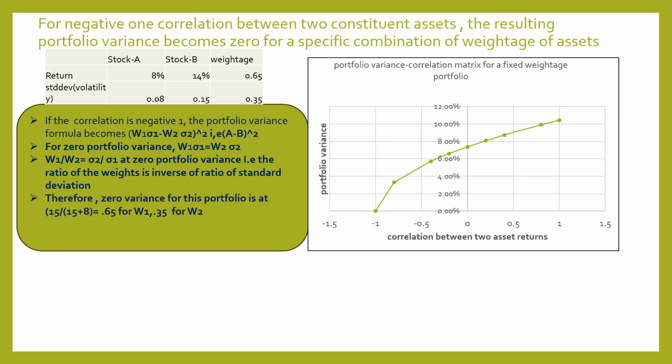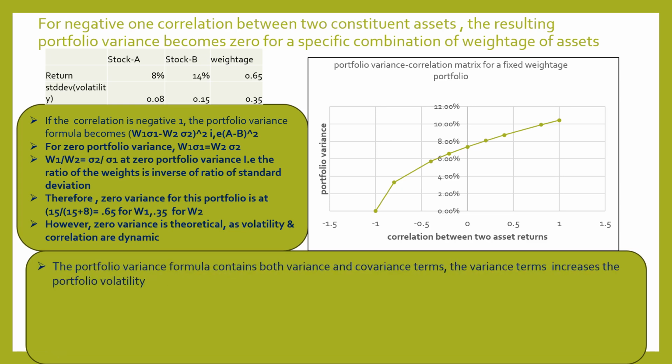Therefore, the portfolio variance for this portfolio is taken at 0.65 for W1 and 0.35 for W2. That is the weightage at which the portfolio variance becomes 0. However, the 0 variance is theoretical, as volatility and correlations are dynamic and don't remain static.